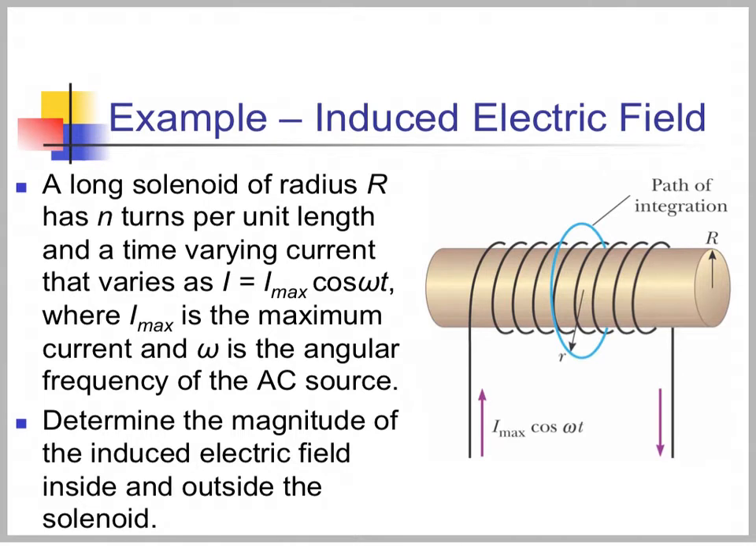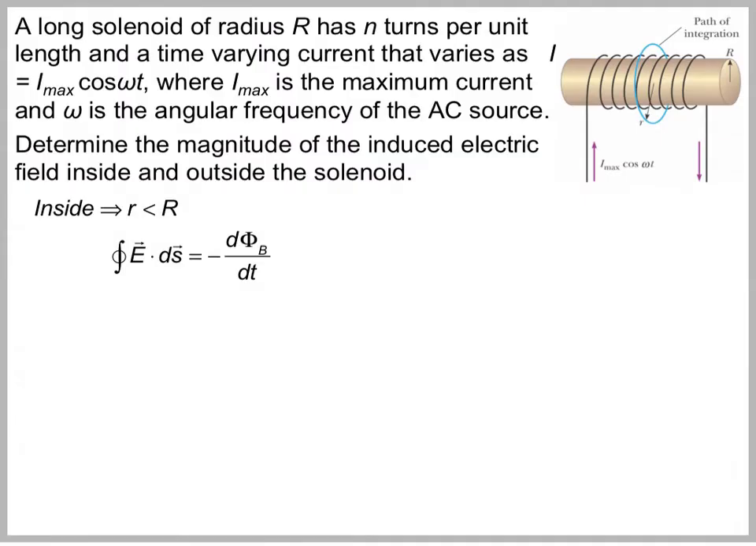So let's look at a solenoid. If a long solenoid, radius r, has n turns per unit length, and a time-varying current that varies as I equals some maximum value, I max, cosine omega t, where I max is the maximum current and omega is the angular frequency of the alternating current source. Determine the magnitude of the induced electric field inside and outside the solenoid. So, let's first consider inside.